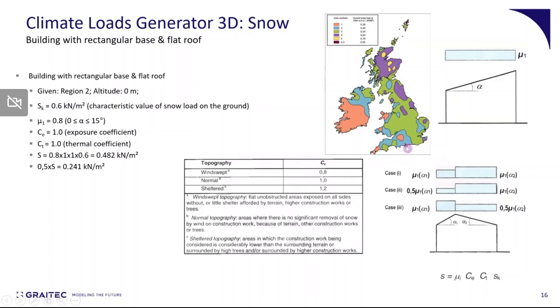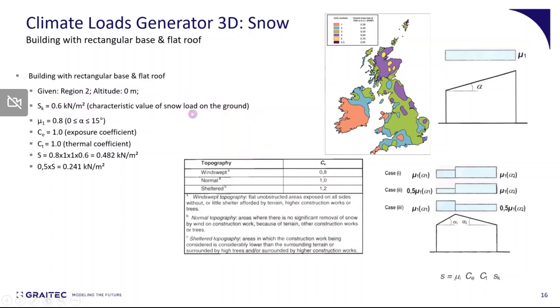For this particular case, this area changes slightly from wind to snow. So we were in region 1 for wind, we are in region 2 for snow, if you are located around here in Southampton. So for this particular case, we're in region 2, which means the characteristic value of snow load is 0.6.